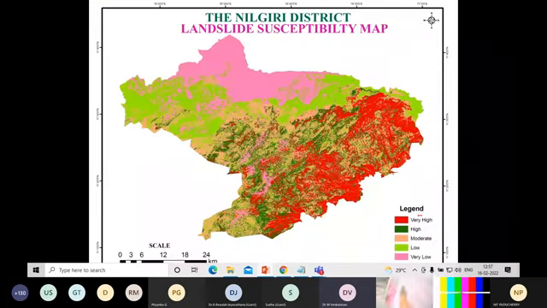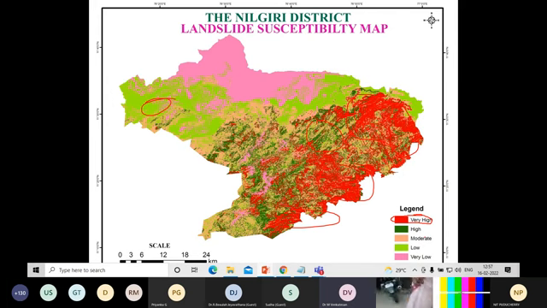Here you can see the red indicates very high landslide risk. These regions are more prone to landslide. Then green is high, then it is moderate and low. Kodur and other parts are very low.